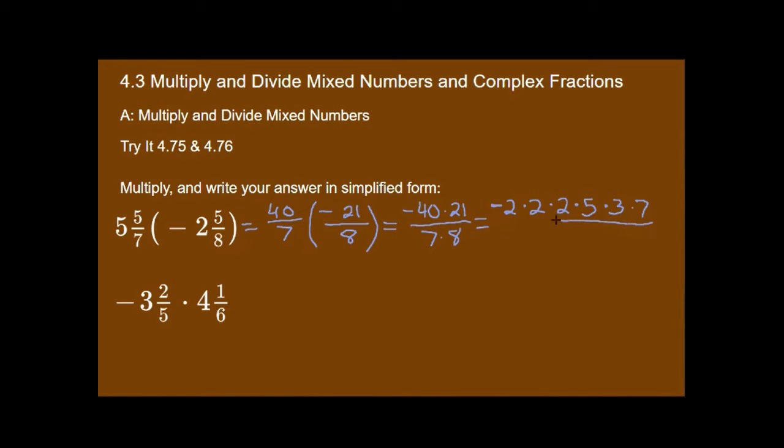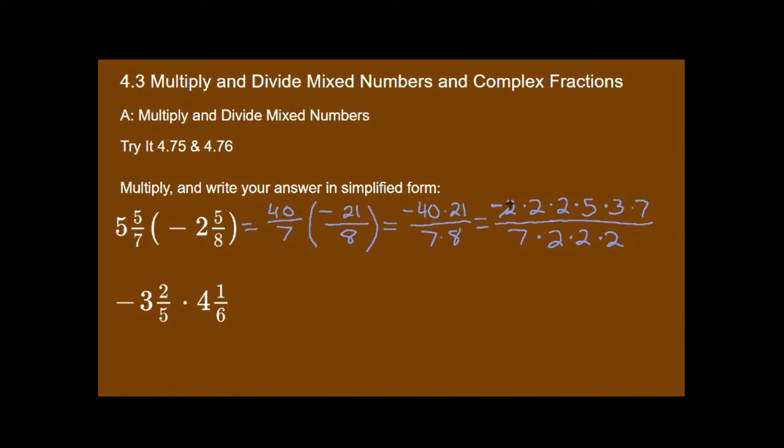Okay, so I took those two numbers all the way down to their primes, and then I can do the same thing on the bottom. 7 is prime, so it's going to stay. The primes for 8 are 2 times 2 times 2. Okay, so I have only prime numbers here, and now I can start canceling things out.